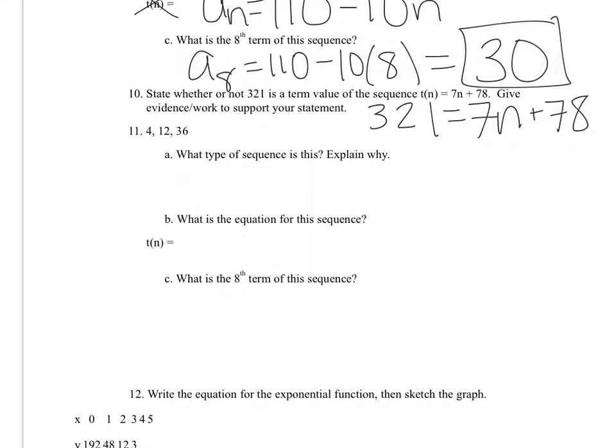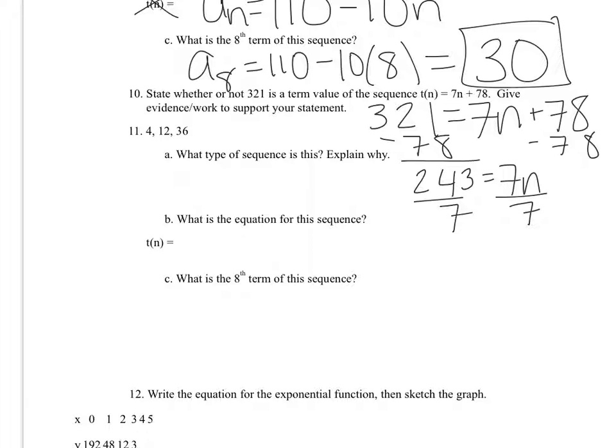So what we're going to do is start solving for n. If we subtract 78 from both sides, we get 243 equal to 7n, and then we would divide by 7. 243 divided by 7 equals 34.71. That is not good. We got a decimal. n cannot equal a decimal. Therefore, 321 is not a term in our sequence 7n plus 78.